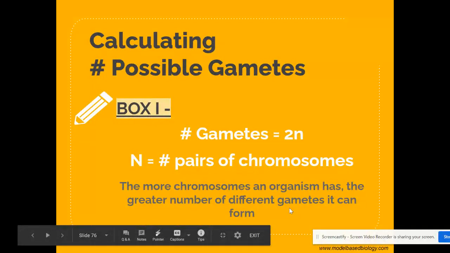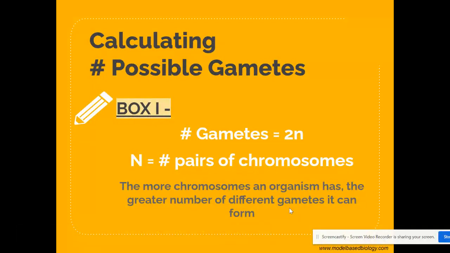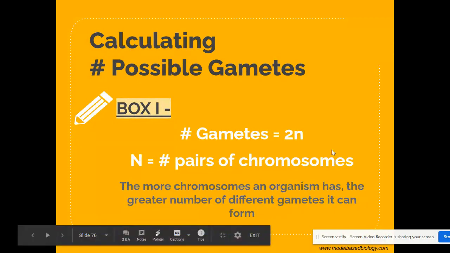So calculating possible gametes, box I. The number of gametes equals 2^n, where n equals the pairs of chromosomes. So the more chromosomes an organism has, the greater number of different gametes it can form.